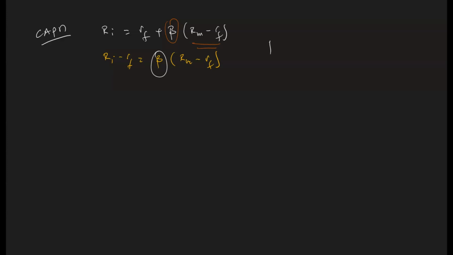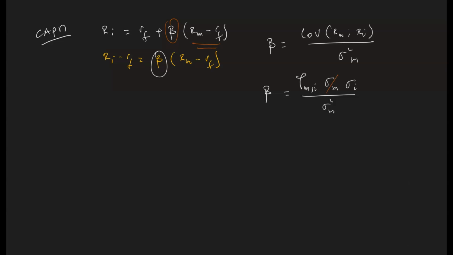And so what we have here is the following. Beta, which is computed as the covariance between the return on the market and the return on the security divided by the variance of the market, can be rewritten as follows. The covariance can be expressed as the correlation between the market and the security multiplied by the standard deviation of the market, multiplied by the standard deviation of the security, that's security i here. I'm going to divide that by the variance of the market. Now we can simplify this further by canceling these standard deviations.